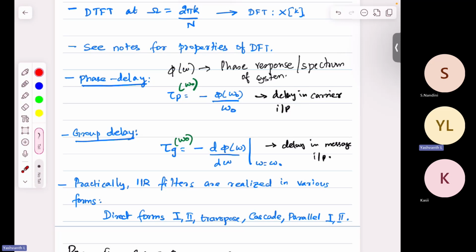Okay, so one student says no doubt. The other students, if you have a doubt, please, this is the right time to ask.